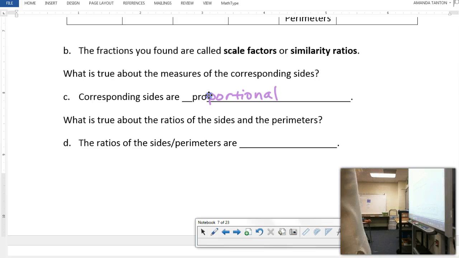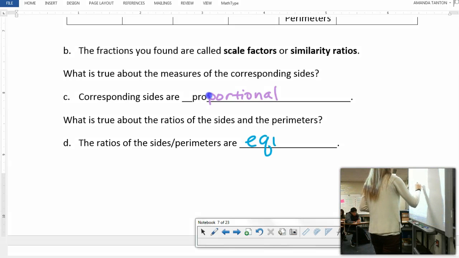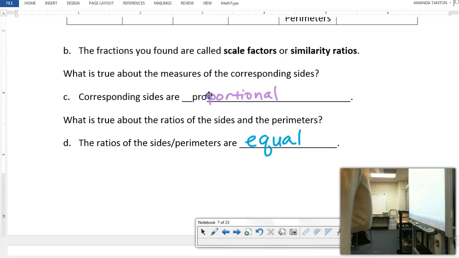Jacob, what about the ratios of the sides? The 2/3, 2/3, 2/3, 2/3. So what's true, their sides aren't equal, but what's true about the ratio of their sides? Yeah, they're the same, but we're going to use the word equal. We already used proportional. The ratios are equal. So the sides are proportional, and the ratios of the sides are equal.